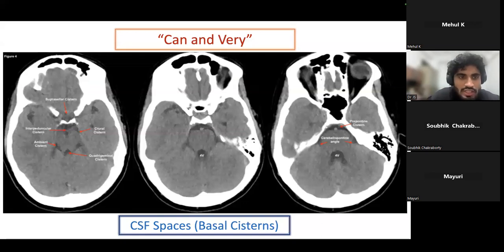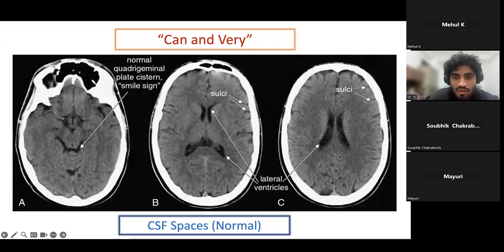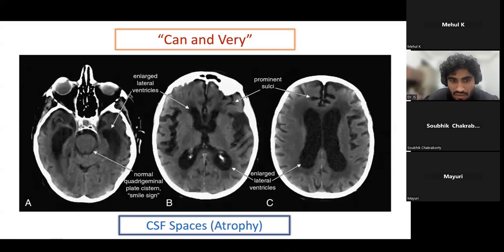You can see here the interpeduncular, and this is the ambient. Quadrigeminal is around the superior colliculi and inferior colliculi, so around that part is the quadrigeminal cistern, and you have the suprasellar cistern here as well. Near the cerebellopontine angle, and before this is the prepontine cistern, and this is the fourth ventricle here.